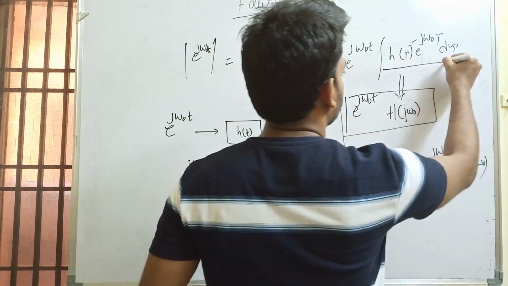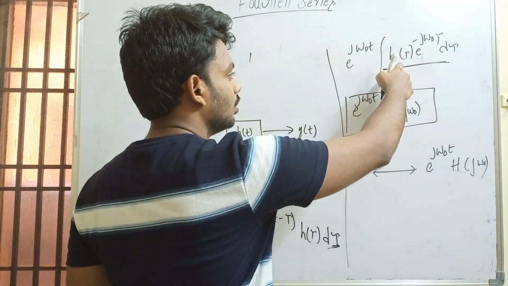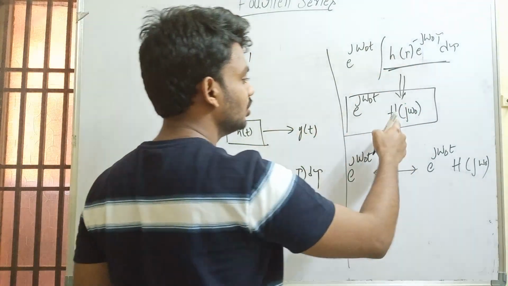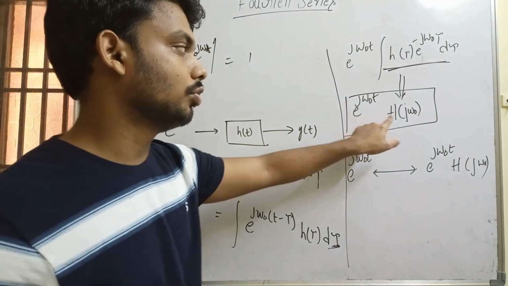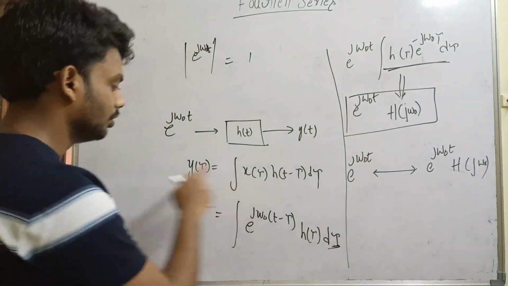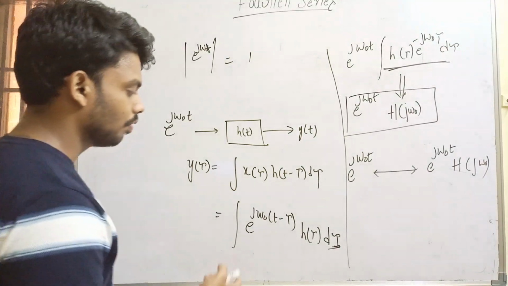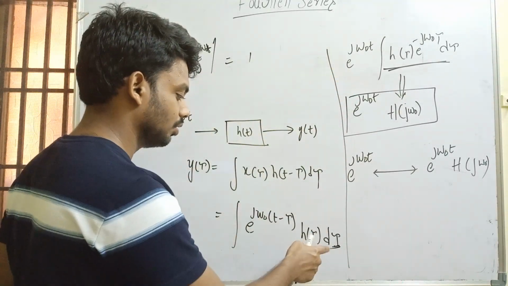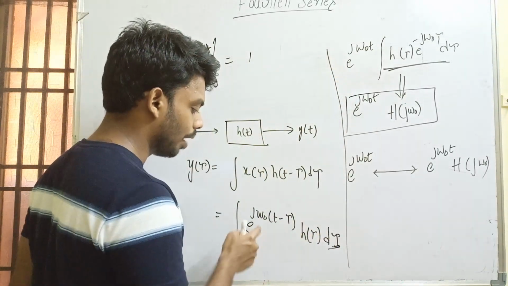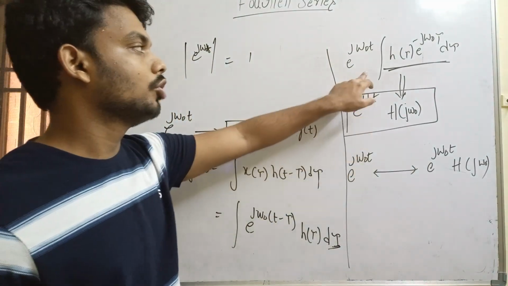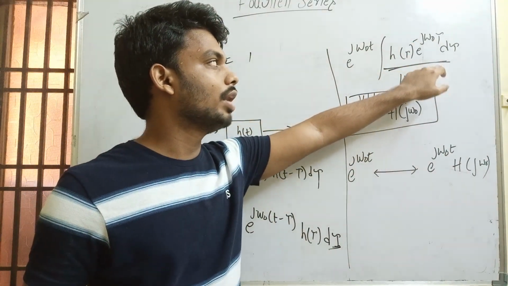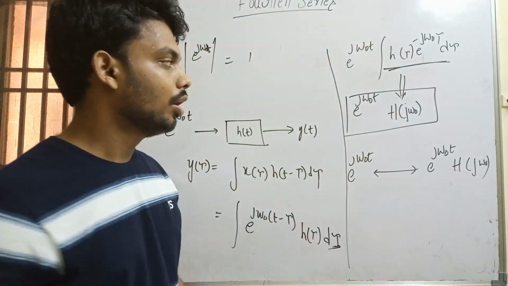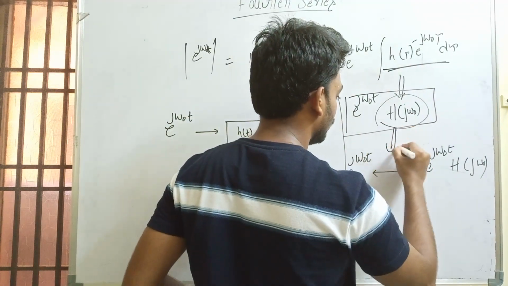What is this? This is the Fourier transform of the impulse response h of t, which is H of j omega naught. So the output is e power j omega naught t into H of j omega naught. Again, it's just a convolution integral. In this convolution integral, I have substituted this and taken e power j omega naught t common, as there is d tau. e power j omega naught t into h of tau e power minus j omega naught tau d tau. This is the Fourier transform of the impulse response h of t. So H of j omega naught is a constant value.